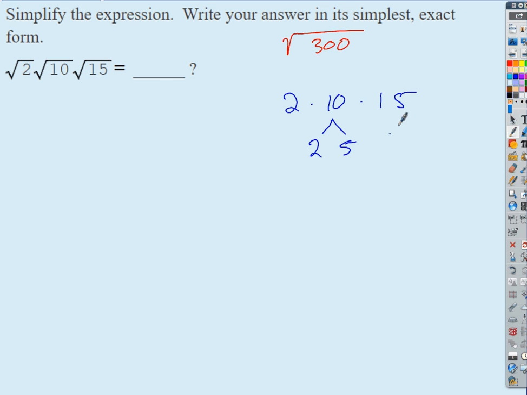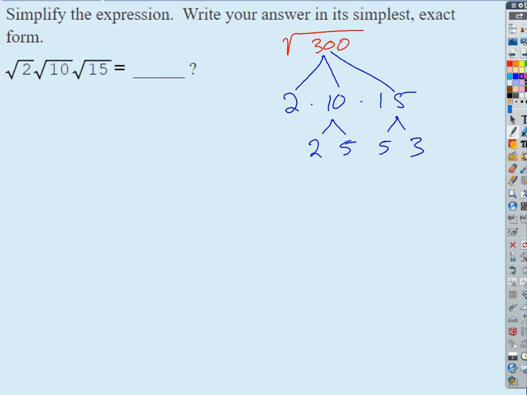2 and 5, and 15 breaks up into 5 and 3, right? Easier. It's already part of the process has been done for me because 300 really would have broken down into a product of those three, wouldn't it? Everybody agree? Okay.